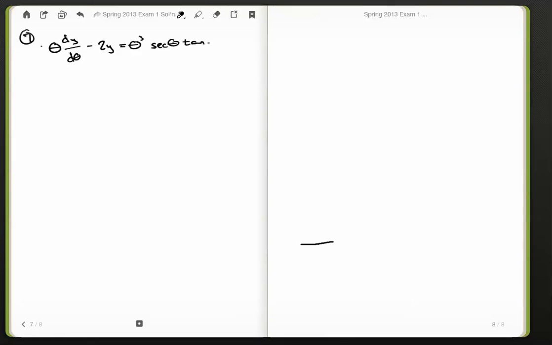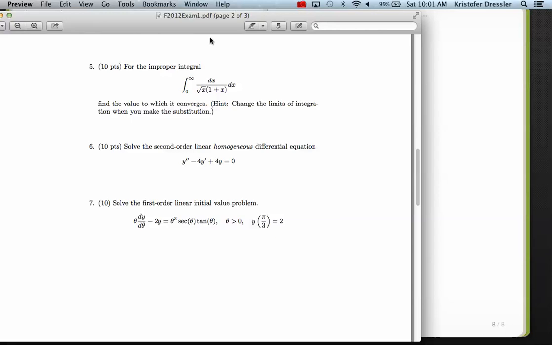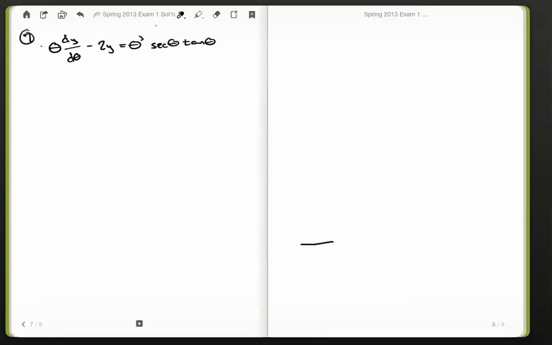Now whenever you see a secant theta tangent theta, I'm immediately thinking, oh okay, that's the derivative of secant. The derivative of secant is secant tangent. So I'm thinking this would be easy to integrate somehow later on, hopefully.